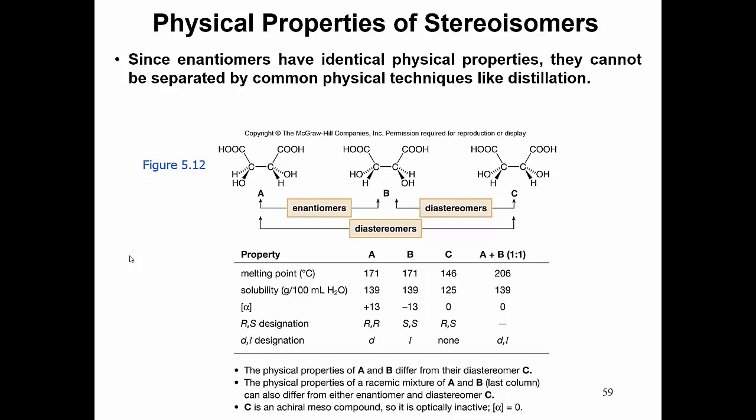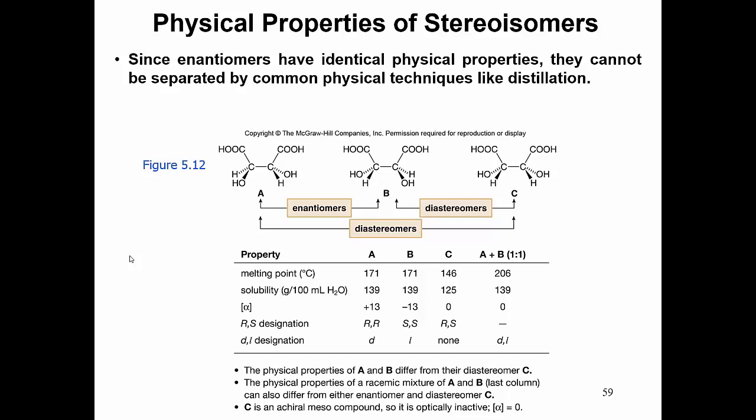A and B. Now, the racemic mixture of A and B is going to have a different melting point than the single enantiomers. So they have the same solubility, but a different melting point and a different specific rotation, namely 0, because they cancel each other.